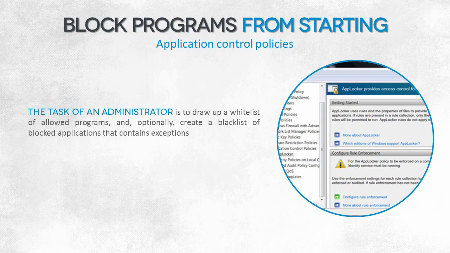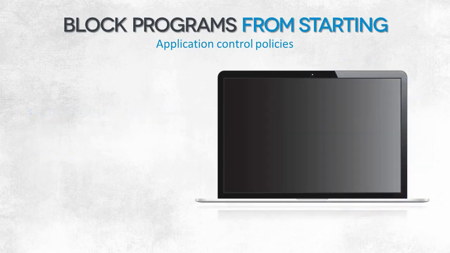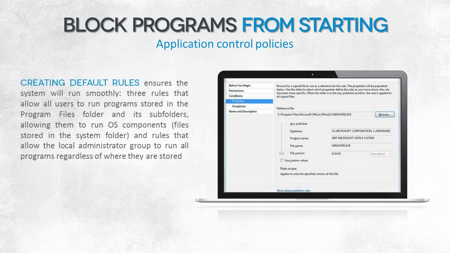Your role is to create a list of software that will be allowed to run. The previous solution did not require running any additional system services. Setting up application control rules, on the other hand, will not have an effect unless you run an additional service. This service is designed to audit and oversee their operation. It is by default in manual startup mode. As part of a configuration procedure, you need to switch it to automatic mode. To make implementation of this solution simpler, you can create default rules.